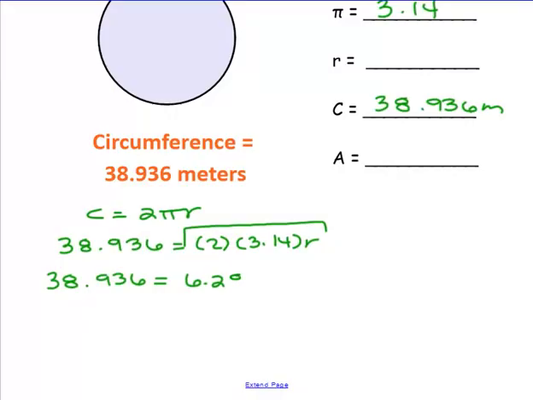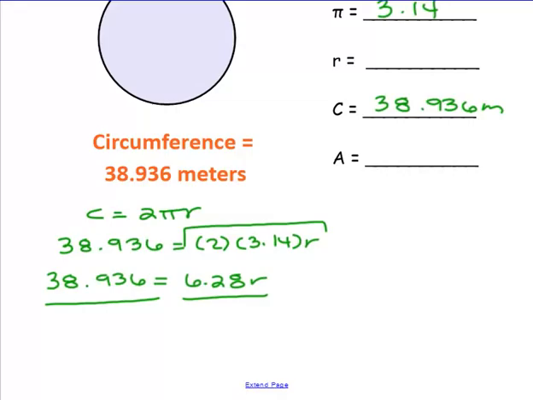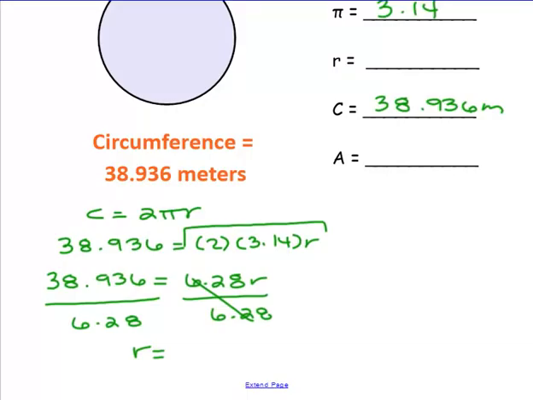38.936 equals 6.28 r. We need the r by itself, so we're going to divide both sides by 6.28. That's going to cancel, and we're left with r equals, and let me go ahead and calculate that. R equals 6.2. So our radius is 6.2 meters. But now we're going to put that into our area formula.